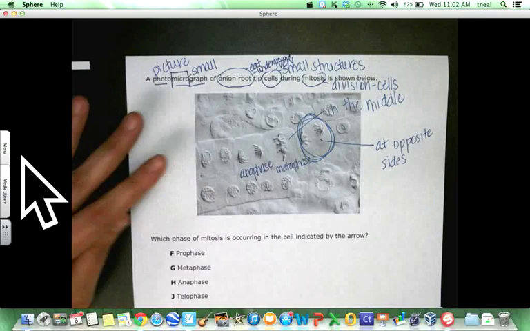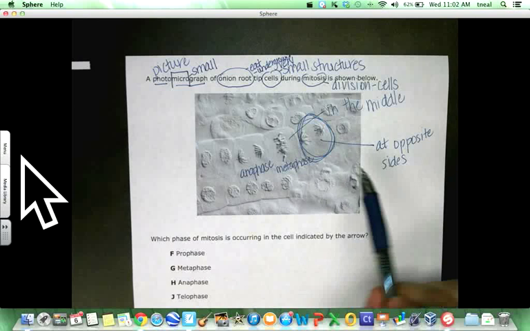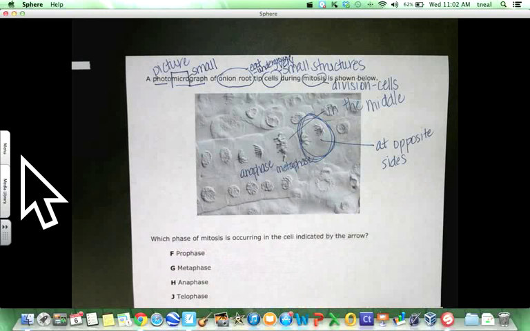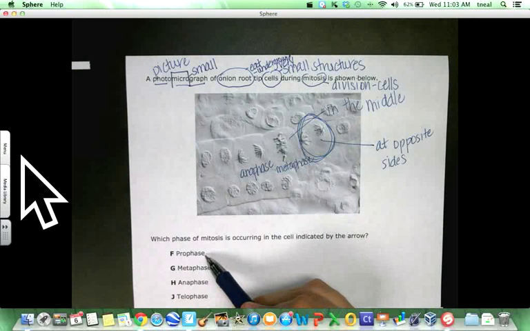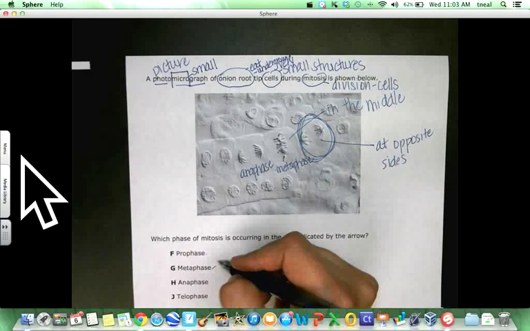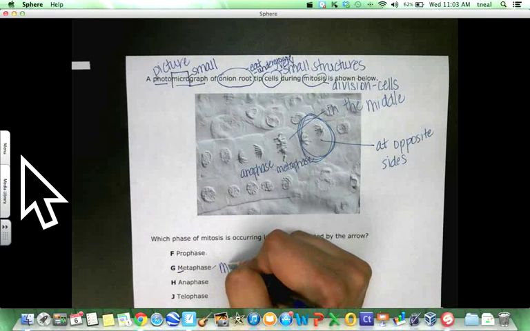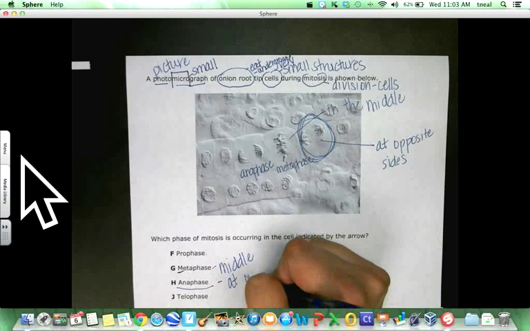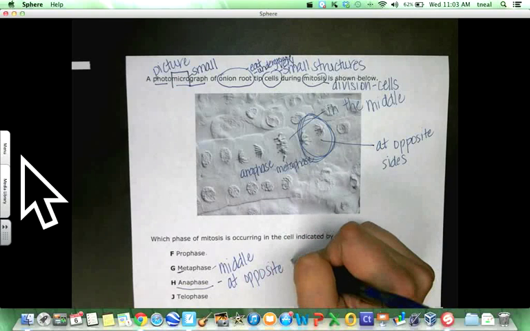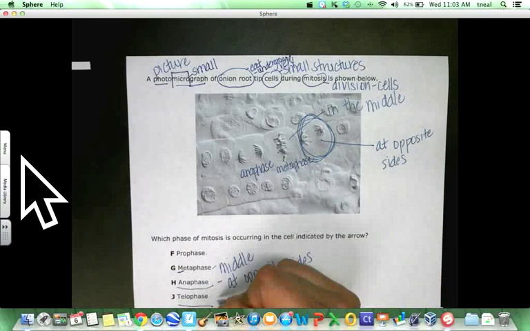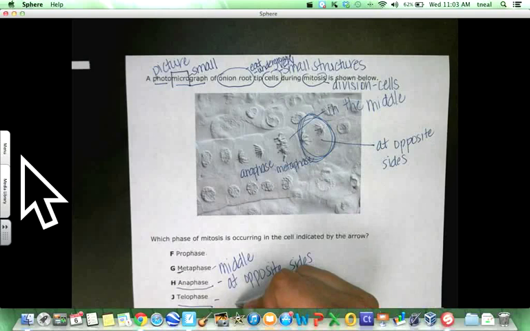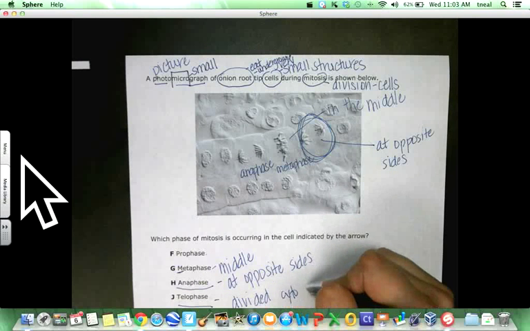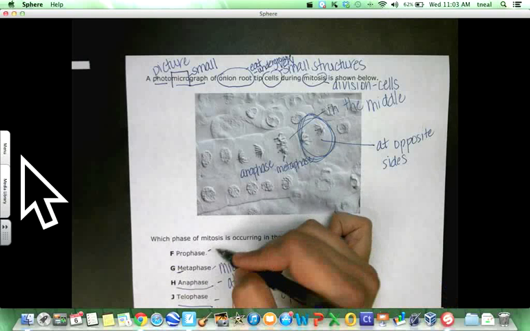Here are my answer choices. So even if you didn't know what the phases were, you have the phases listed right here. Let's say you can't remember what prophase is, but you do know that metaphase is in the middle. And anaphase is at opposite sides. Telophase is when they're divided already. And then cytokinesis, etc. Prophase is the very beginning.